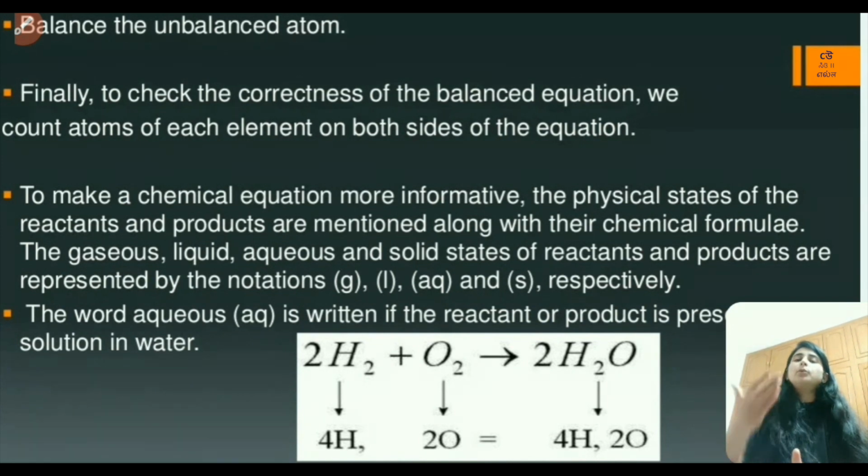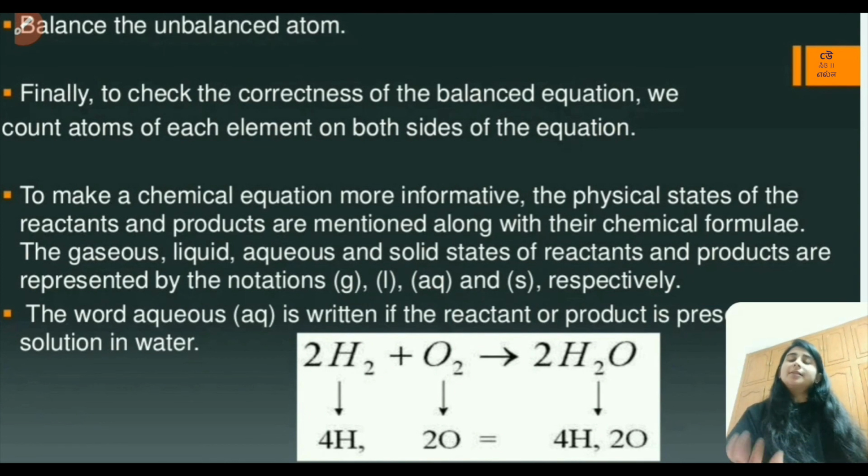So talking about what are aqueous solutions, students, all those solutions where water is being used as a solvent. I'm not talking about solute. All those solutions where water is being used as a solvent, these solutions are called aqueous solutions.